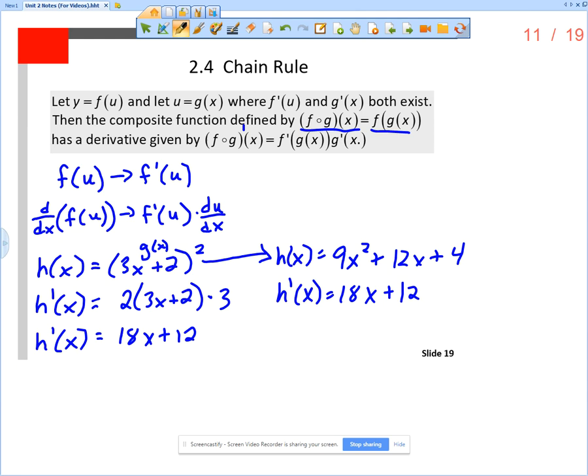So a lot of times people say, well, why do I even need this thing called the chain rule if I could just do it that way? Well, that is a great question. So let's say that I have some new function. I'm just going to call it f of x.